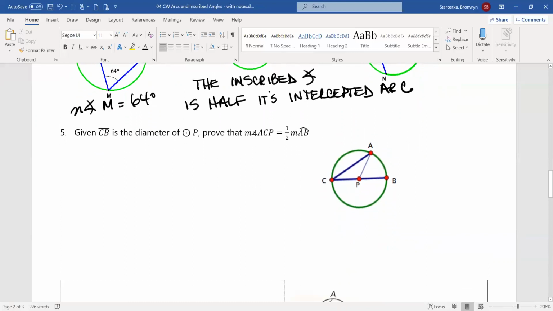So look to the right here. We've got line segment CB, which is the diameter. So if CB is the diameter, then we know that PB, PA, and PC are all radii. That make sense? All right, so if we know that PA, PB, and PC are all radii, and radii are all the same length, what kind of triangle is CPA? Well, it's isosceles.